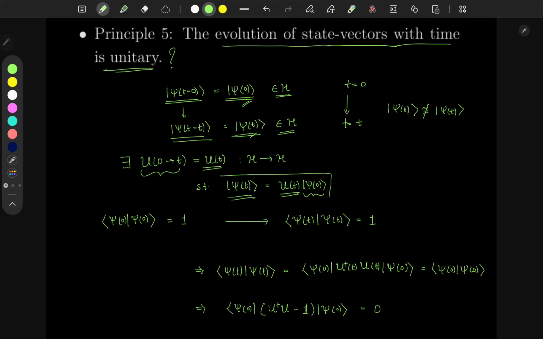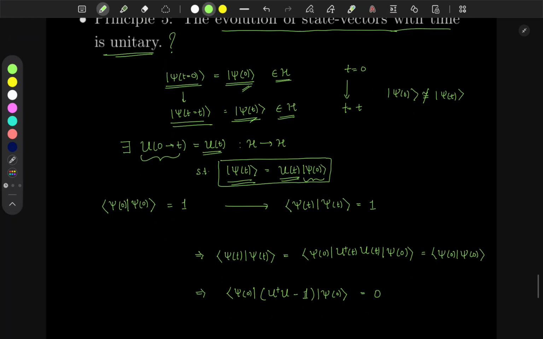So this is the first thing, that there exists such an operator which, when you multiply it with psi of 0, you get psi of t. Now here is another thing.